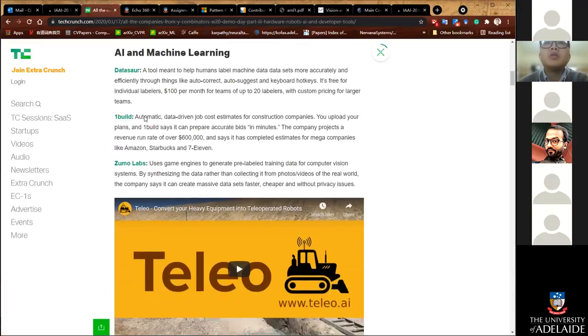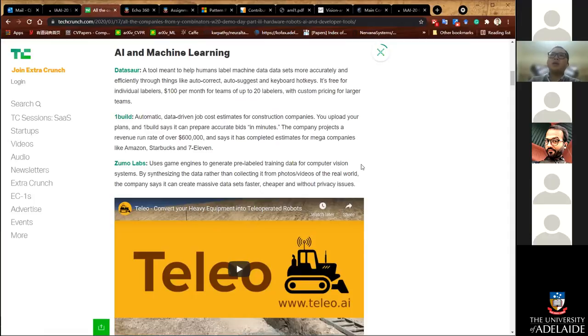Okay, so this one, OneBuild, builds automatic data-driven job cost estimates. So you see, this is a very interesting application. Data-driven job cost estimates for construction companies. You upload your plans, and OneBuild says it can prepare accurate bids in minutes. Okay, so basically, if you simply upload your plan, it will give you a price estimation from the construction companies, right? So it's called OneBuild. So it's also a machine learning related application, right? The input is a plan, and the output is an automatic cost.